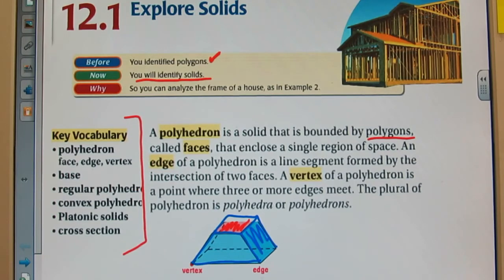And then the last part of the polyhedron are the vertices. This is a vertex, and a vertex is where three or more edges meet. Plural for polyhedron is polyhedra or polyhedrons.